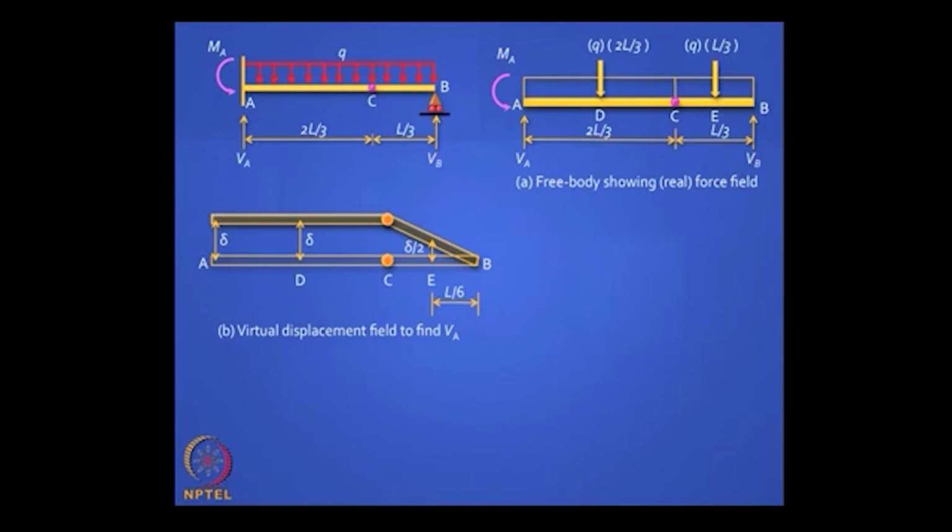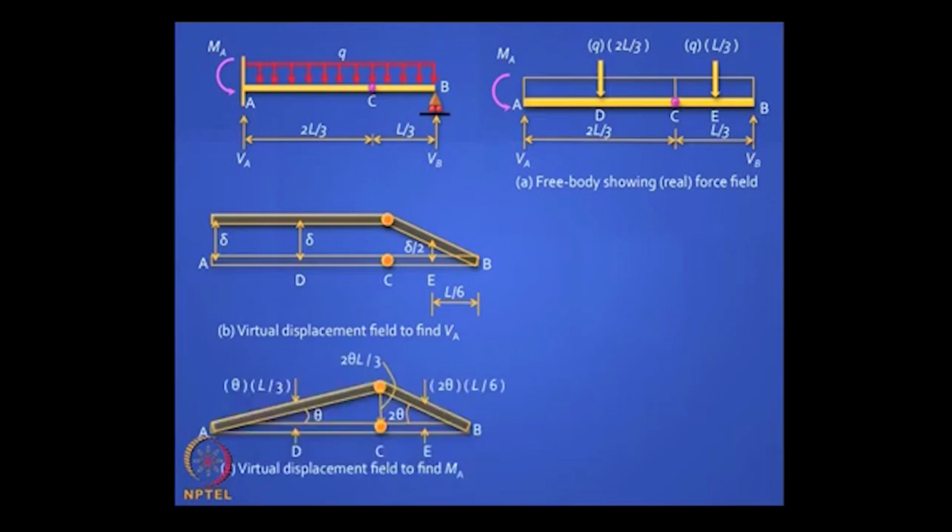If you want to find the left reaction VA, you lift it up by delta, but lift it up in such a way that the fixed end moment at MA does not do work, so it must remain horizontal, and you will find this is the only way you can draw the deflected shape. This is visualizing the deflected shape, and then if you want to find the moment at MA, you give it a rotation theta, but you should not allow any other movement.